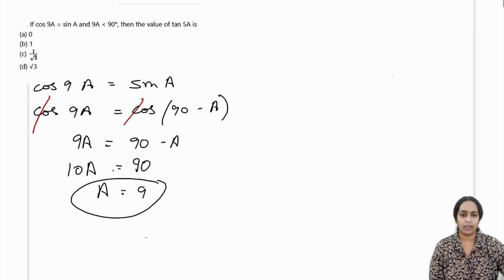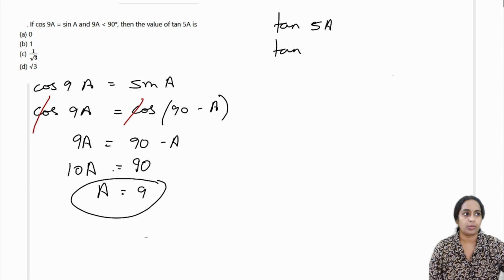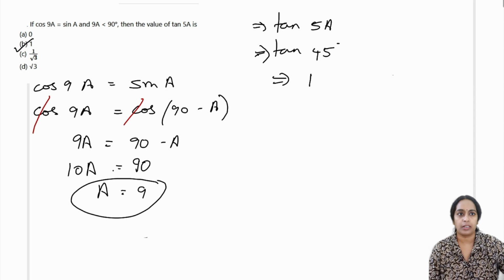The question is not asking for A. The question is asking for tan 5A. So tan of 5 times 9 is 45 degrees. So what is tan 45 degrees? Tan 45 degrees is 1. So option B is the correct answer.